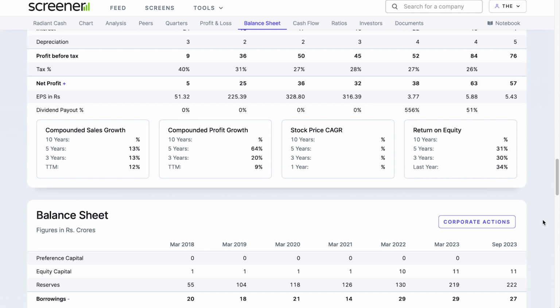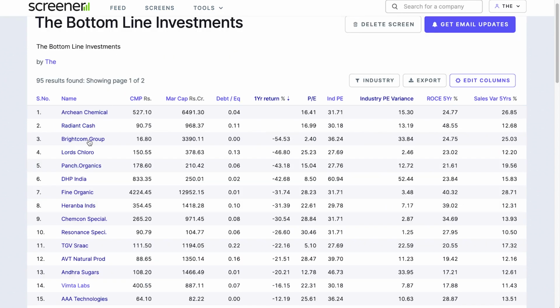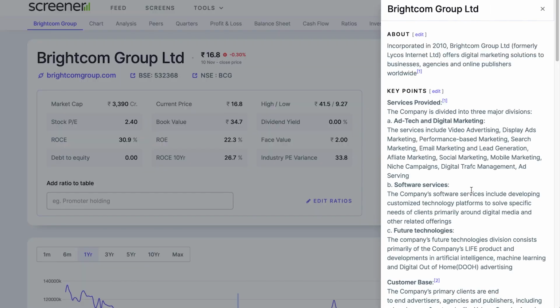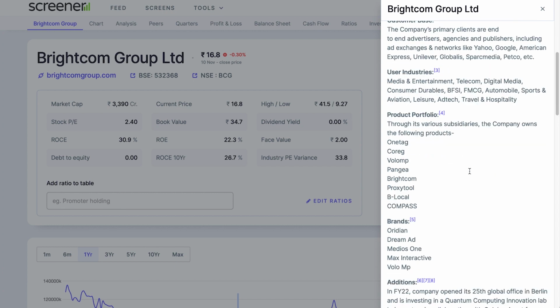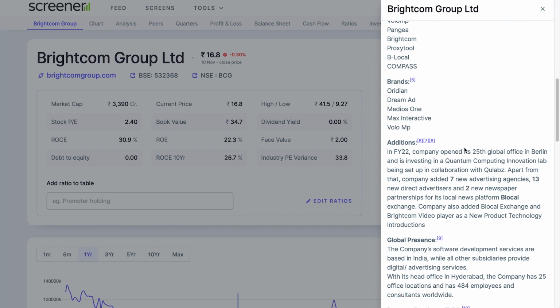And that's it. That also qualifies as a good fundamental stock, available at a very cheap valuation. If I look at Brightcom Group, again, I have not really looked at this stock before, but if we quickly understand, this is an ad tech and digital marketing company. It has software services, also some futuristic technologies. The product portfolio is the following products, and it has worked with all these brands.